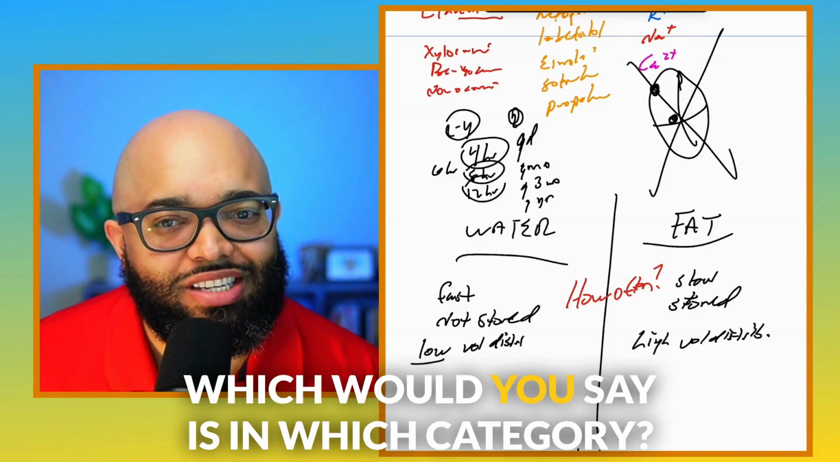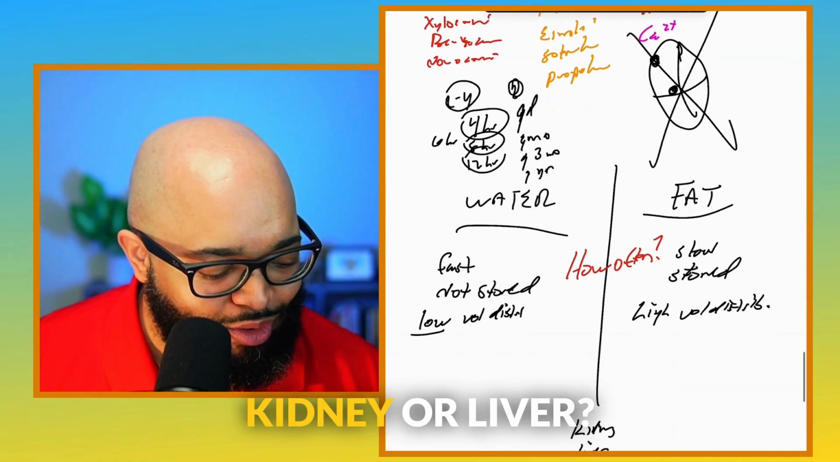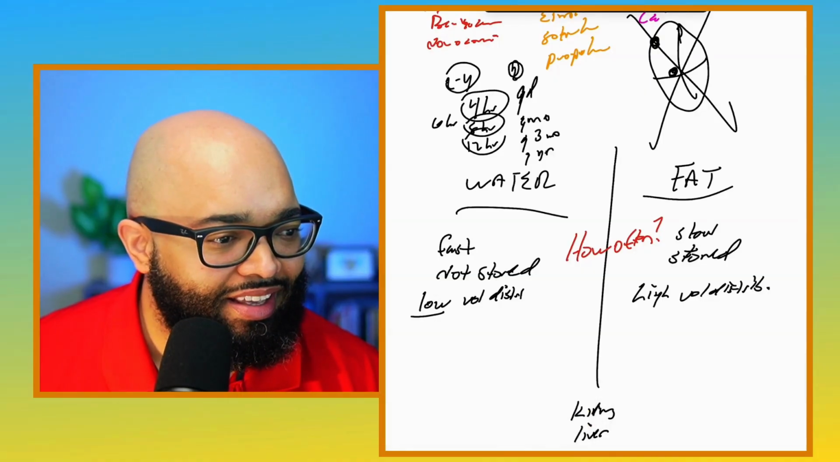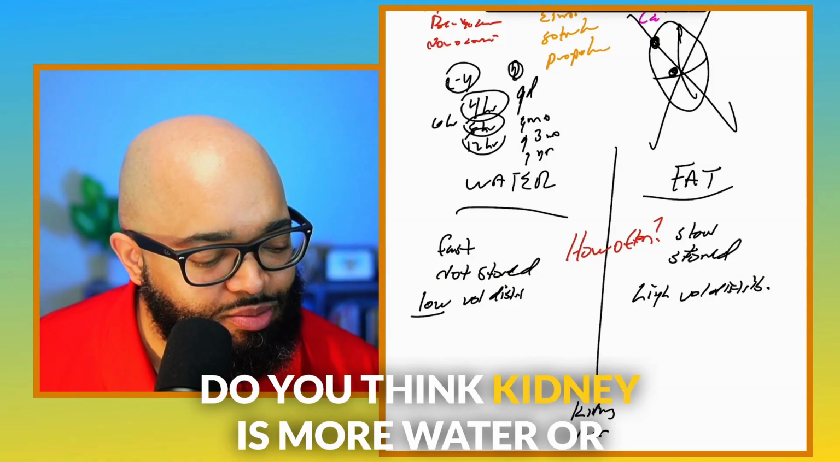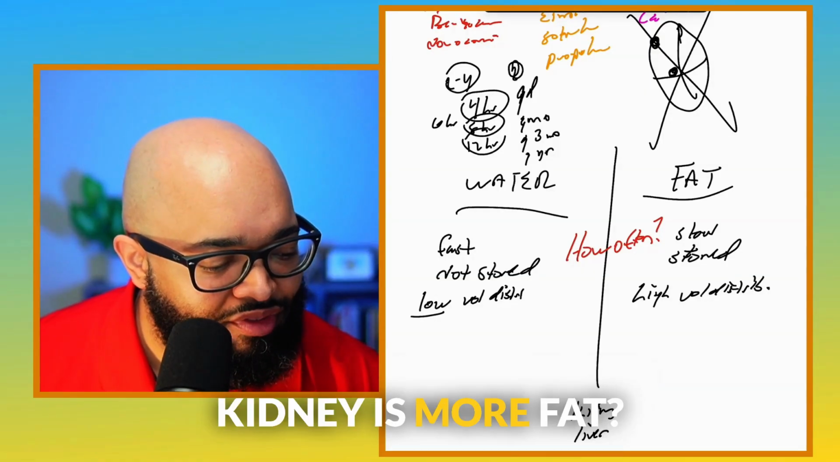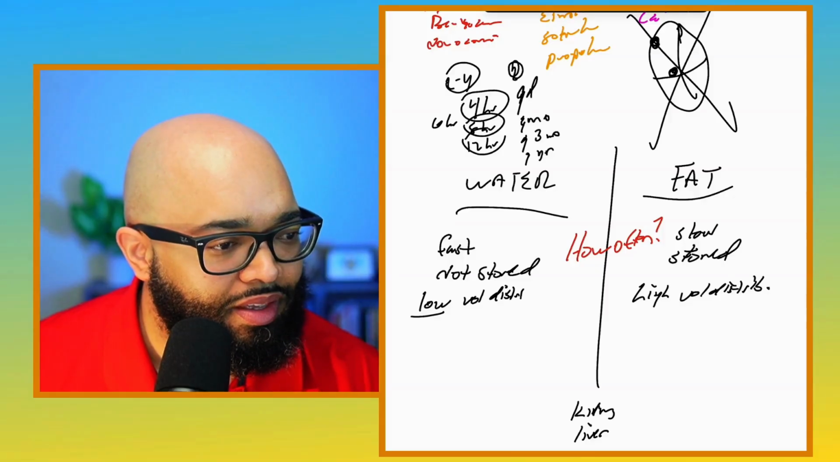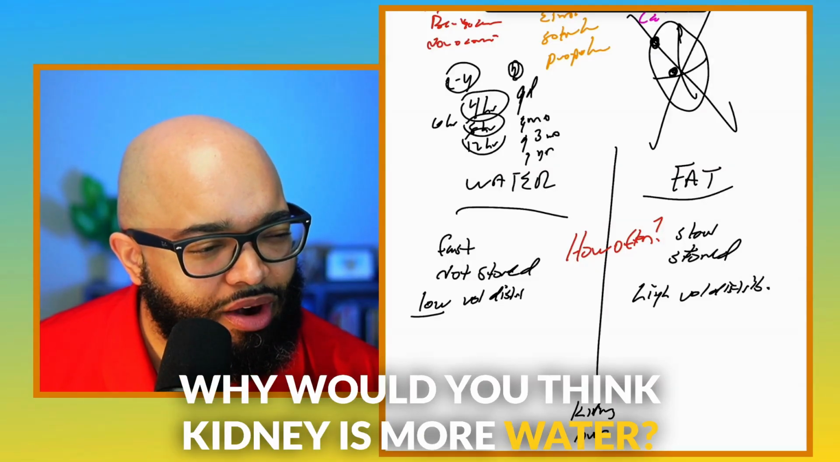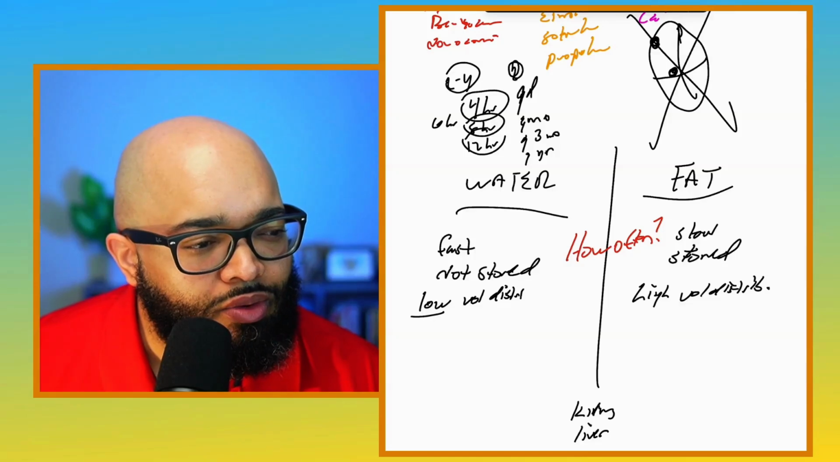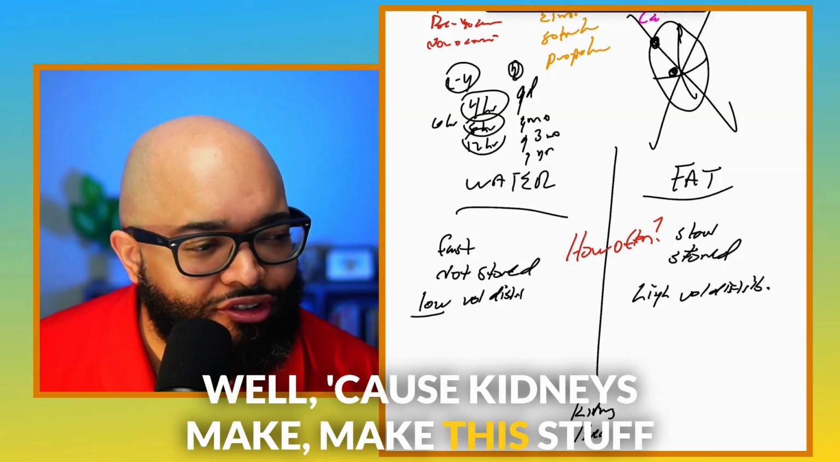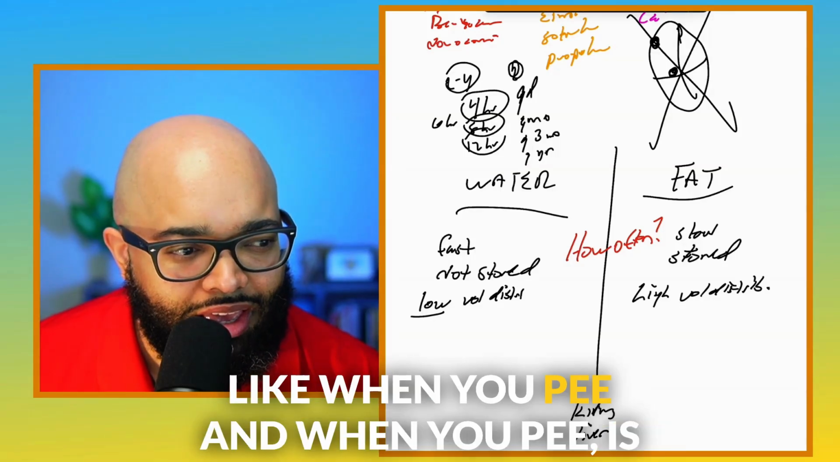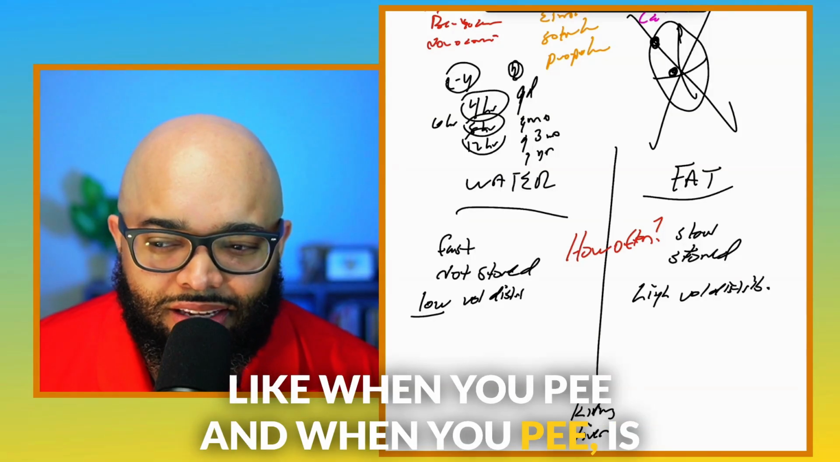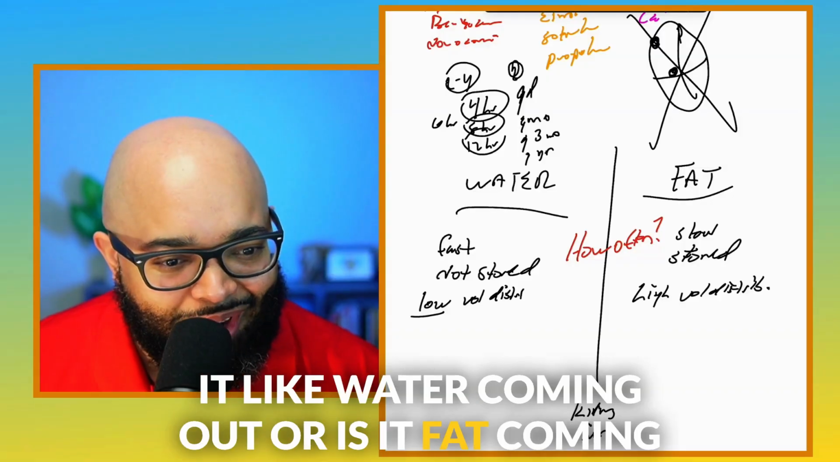Which would you say is in which category, kidney or liver? Do you think kidney is more water or kidney is more fat? Why would you think that though? Why would you think kidney is more water? Well, because kidneys make this stuff called urine, right? Like when you pee. And when you pee, is it like water coming out, or is it fat coming out of your pee?